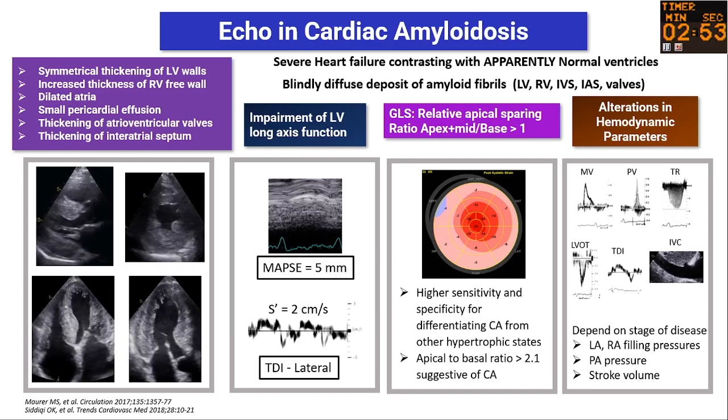And sometimes you have to calculate the apical to base ratio. You also have small pericardial effusion in 50% of the cases, and you have pulmonary hypertension, which depends on the stage when you discover the disease. You can have high RA filling pressure, high LA filling pressure, high PA pressure, and low stroke volume. These alterations are almost always present when you discover this patient.